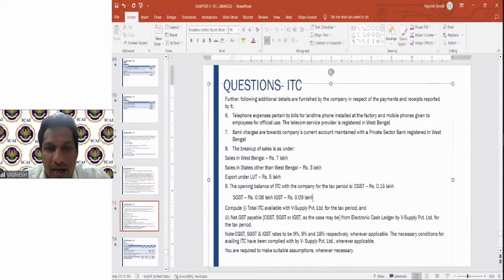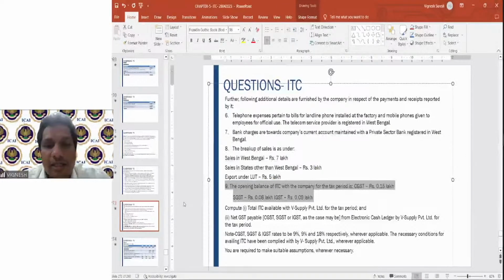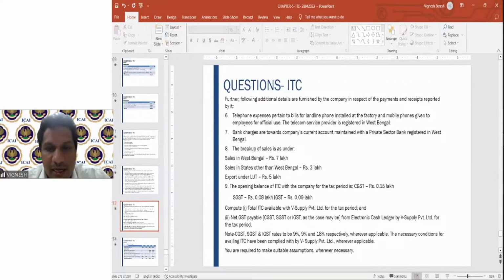Point number 9. Underline this. CGST 0.15, SGST 0.08, IGST 0.09. The opening balance of these three will be clearly given. Right, the opening balance of ITC in this case will be 0.15, which means 15,000. You can either convert it or take it as it is. It is your wish, because in some cases here sales are 7 lakhs like that. So the opening balance is 15,000, 8,000, 9,000. That is number one. Then you look at each expense.